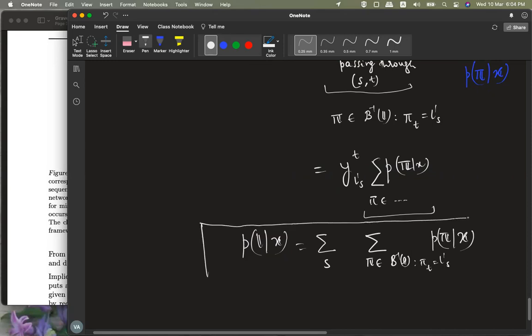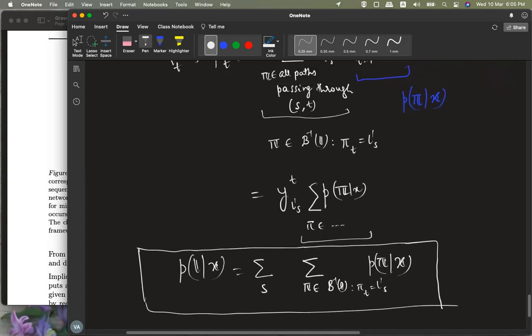So you can see now you have expressed P(l|x) in terms of a particular node, because this term contains that node (s, t), and all other terms will not contain that (s, t). So this is a very important formula which we have arrived at.